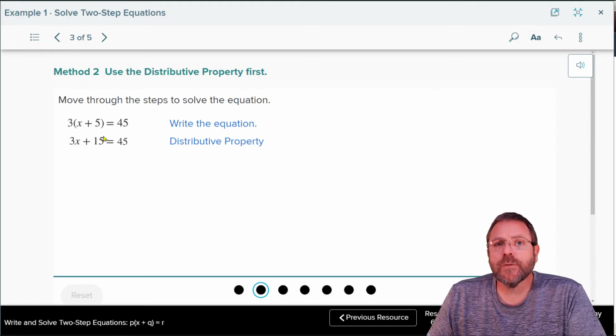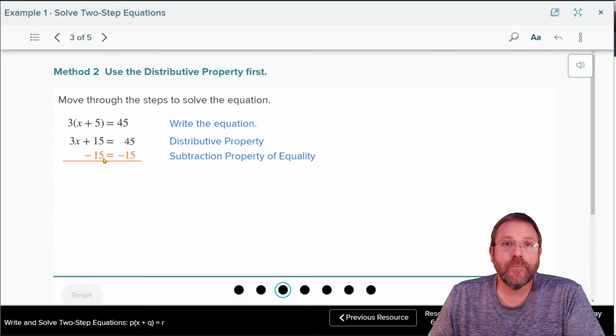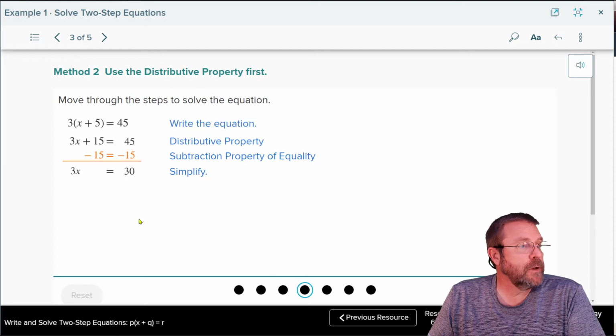Now it's just like the two-step equations that we worked last night in the previous day's homework. So we're going to undo addition and subtraction by subtracting 15 from both sides, here and here. The 15s on the left are going to zero out, leaving x is equal to 45 minus 15. That's going to be 30.